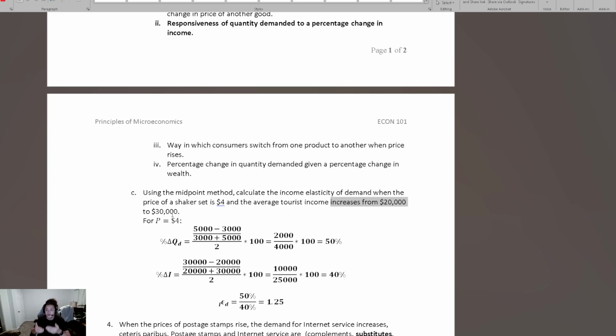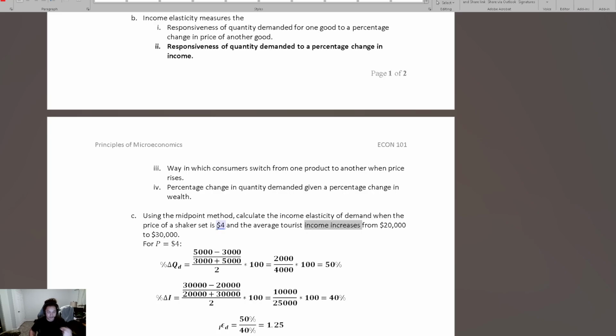This time, order matters. We have to really be careful with the order here, and we can tell the order through these signifier words. Our income increases, so our new income is $30,000. First things first, we need our numerator, which is always our percentage change in quantity. The price of a shaker set is $4, and our income increases from $20,000 to $30,000.